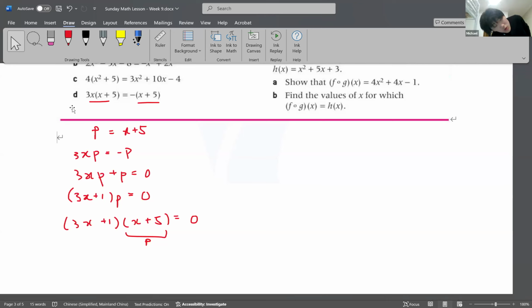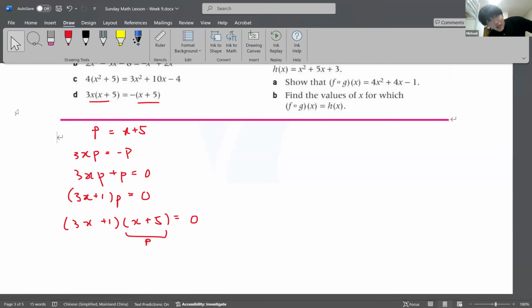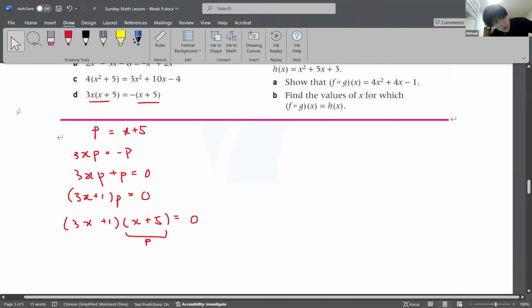Okay, so we used p to represent x plus 5, right? This doesn't even mean anything. It just means x plus 5. I could literally just not use p, but keep having x plus 5. But I used p so it looks clearer for you. So we factorize. We take p out, so we take x plus 5 out, and then we have 3x plus 1. And the last step, we just replace p back to what it was before, which is x plus 5.